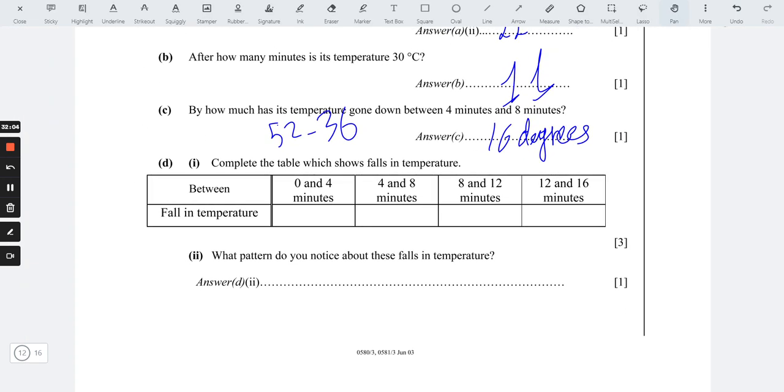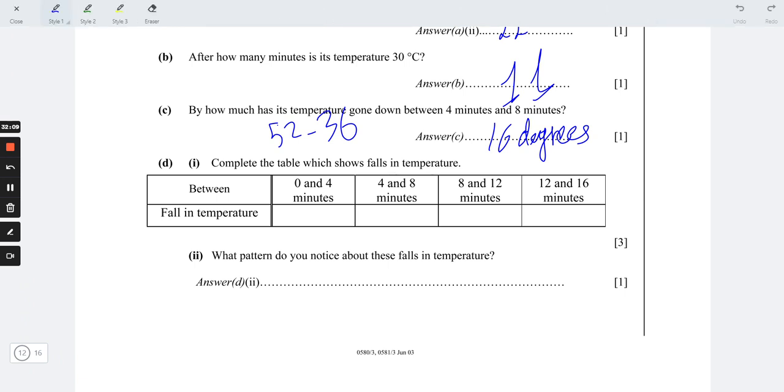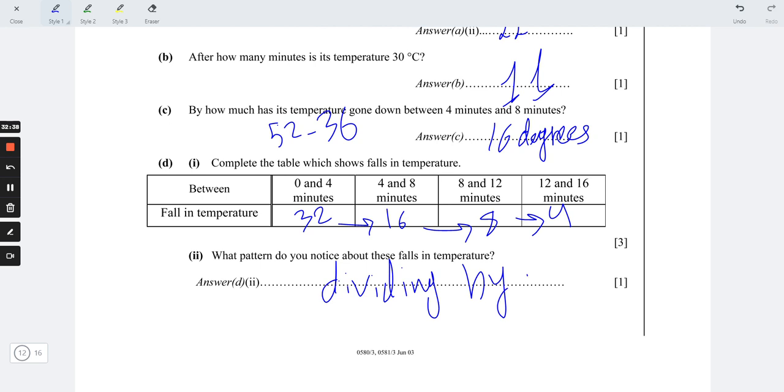Now complete the temperature down here from 0 to 4. For sure you will find it as follows. You will find it 32 here, you will find it 16, then you will find it 8, then 4. What pattern do you notice about these falls in temperatures? Falls in temperatures and going down, it means you are halving. You are halving by halving, which is dividing by 2. So dividing by 2.